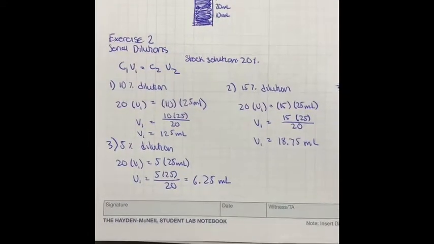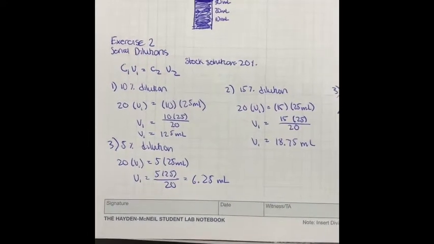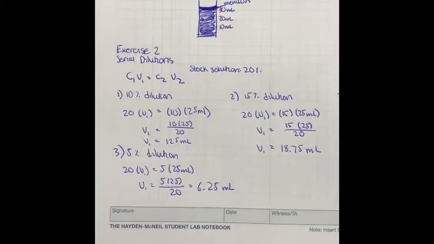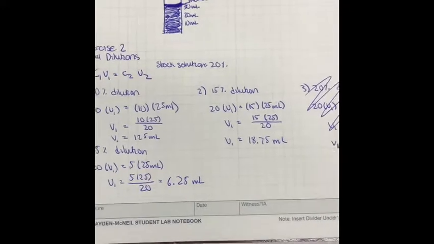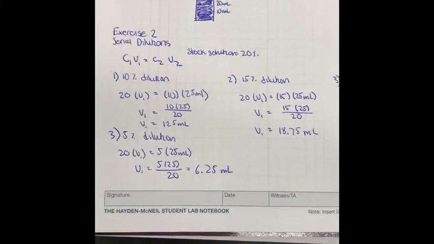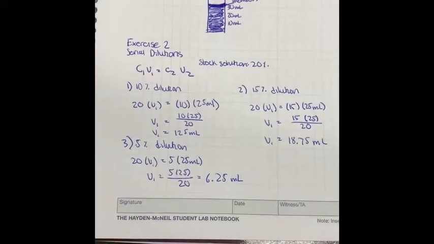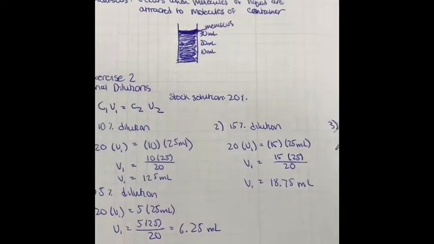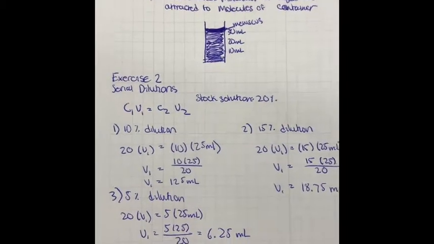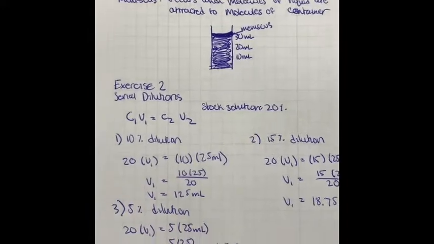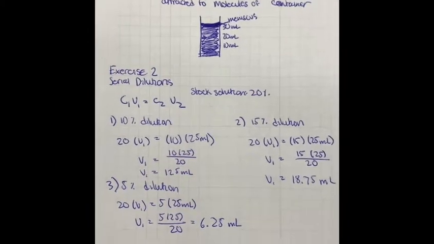Here are the equations for the serial dilutions in exercise 2. We have C1, which is the stock solution, which is 20%. V1 is the required volume of the stock solution to create the desired dilution. C2 is the desired dilution, and V2 is the set volume for the flask, which will be 25 milliliters.